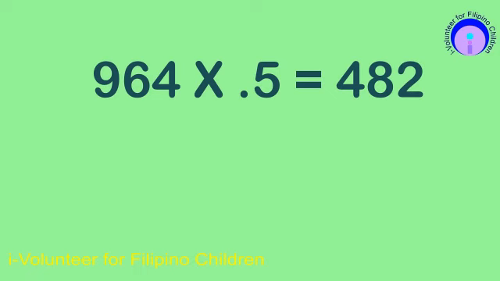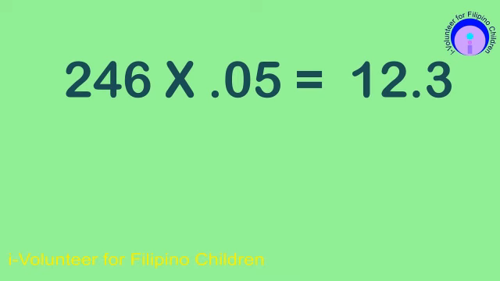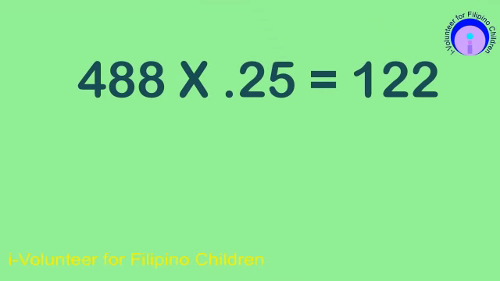$964 times 5/10 is equal to 482. $246 times 5/100 is equal to 12 3/10. $488 times 25/100 is equal to 122.